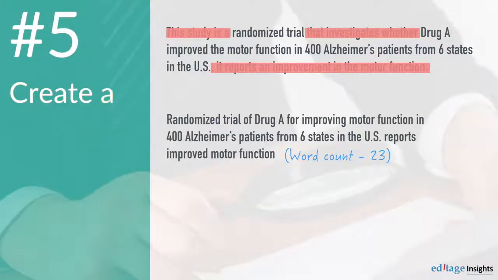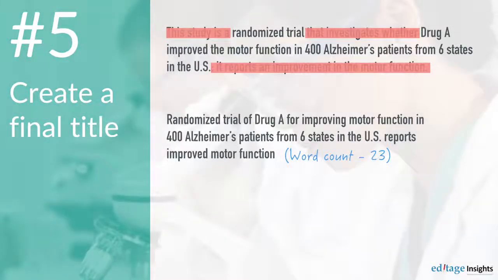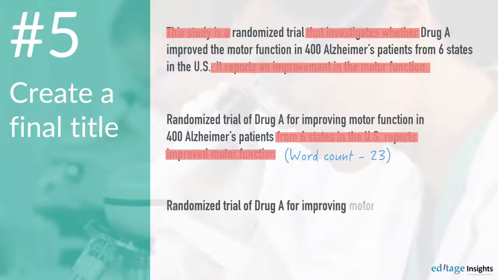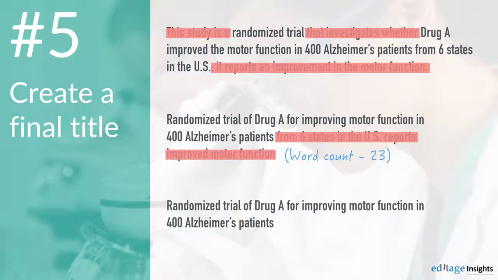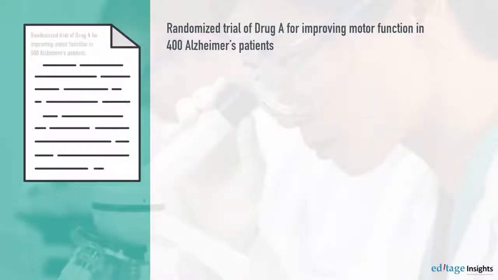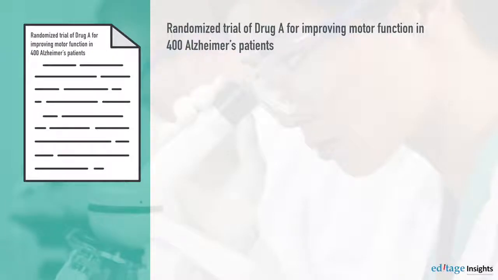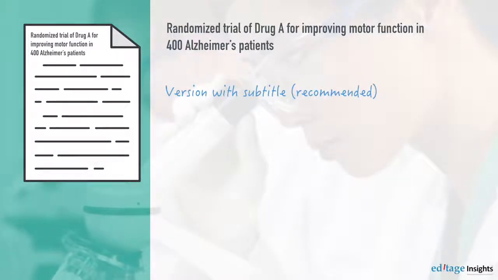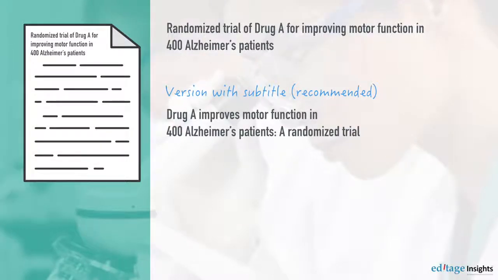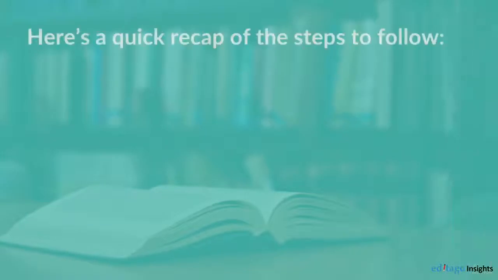Step 5. Create a final title. Start polishing. Delete information that is not essential. Randomized trial of drug A for improving motor function in 400 Alzheimer's patients. There, you have a title for your research paper. You could also add a subtitle to this version: drug A improves motor function in 400 Alzheimer's patients, a randomized trial. Let's do a quick recap.